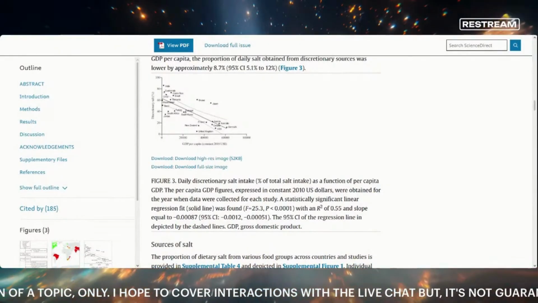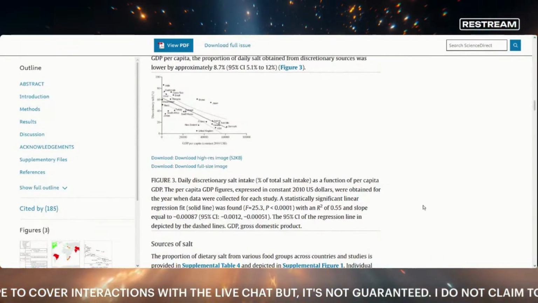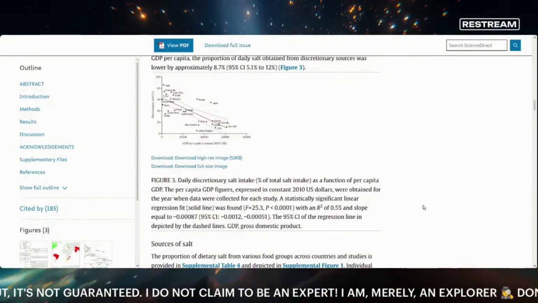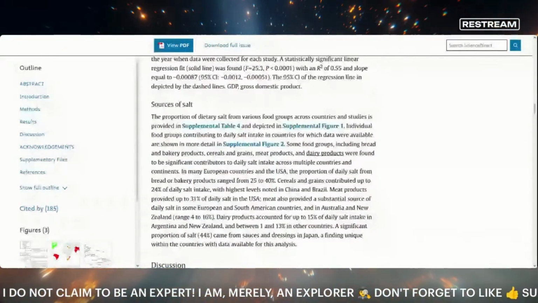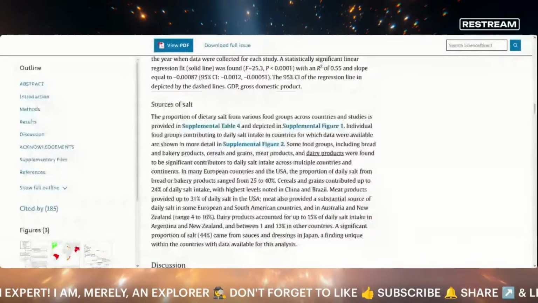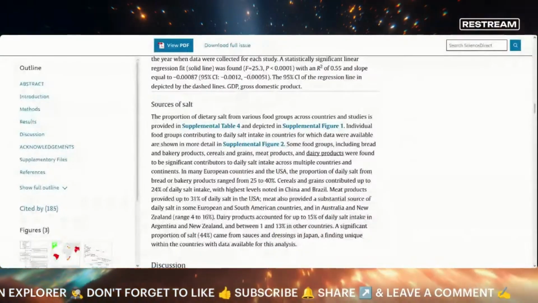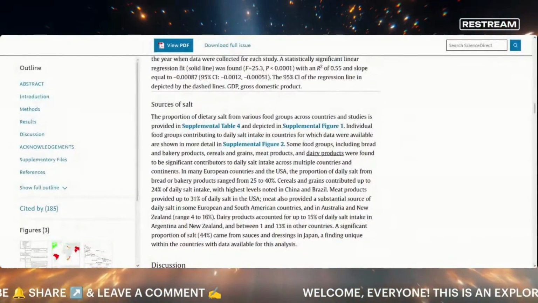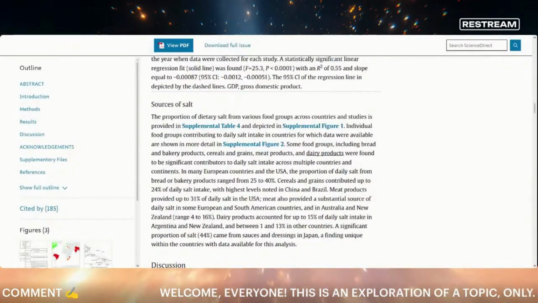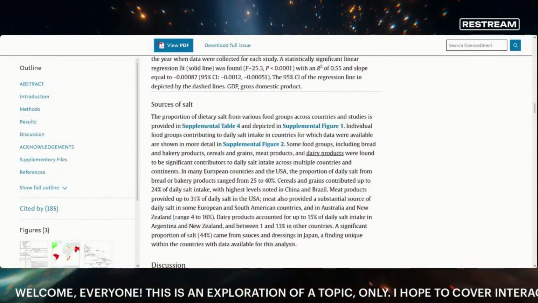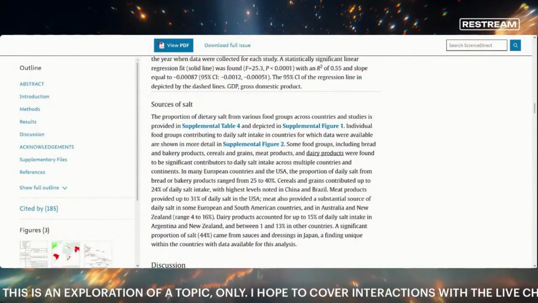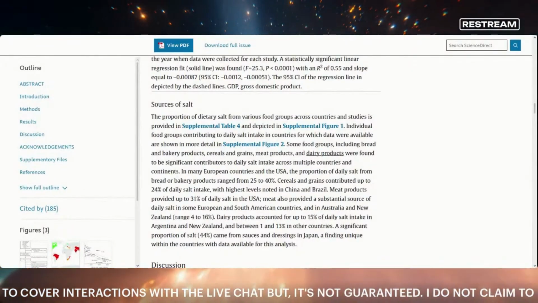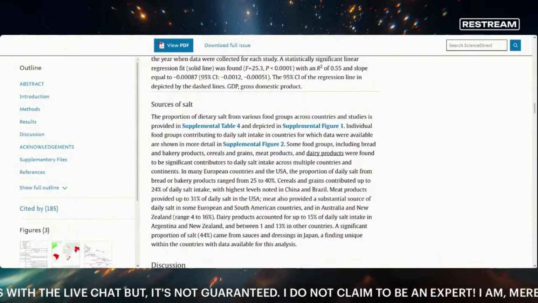GDP, gross domestic product. Sources of salt. The proportion of dietary salt from food groups across countries and studies is provided in Supplemental Table 4 and depicted in Supplemental Figure 1. Individual food groups contributing to daily salt intake in countries for which data were available are shown in more detail in Supplemental Figure 2. Some food groups, including bread and bakery products, cereals and grains, meat products and dairy products, were found to be significant salt intake across multiple countries and continents.